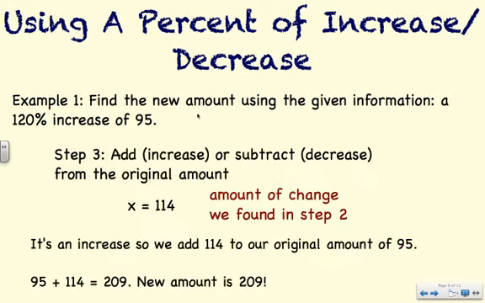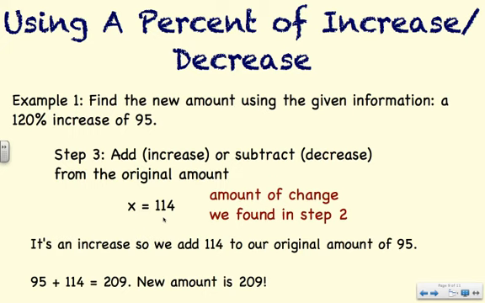So step 3, in step 3, we either add the amount of change if it's a percent of increase, or we subtract from the original amount if it's a percent of decrease. In our case, it said it was a 120% increase of 95. So my amount of change of 114, I need to add to our original amount. So I take the 114, I add it to 95, and my new amount is 209.